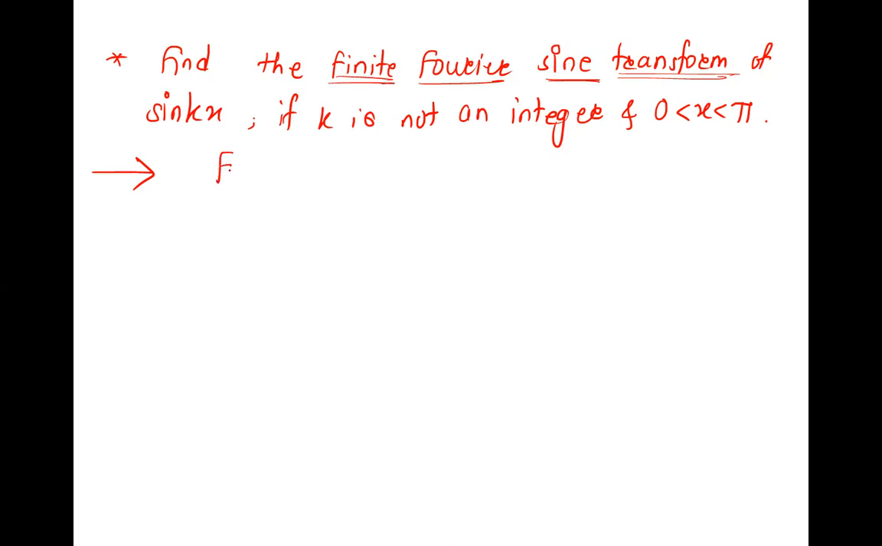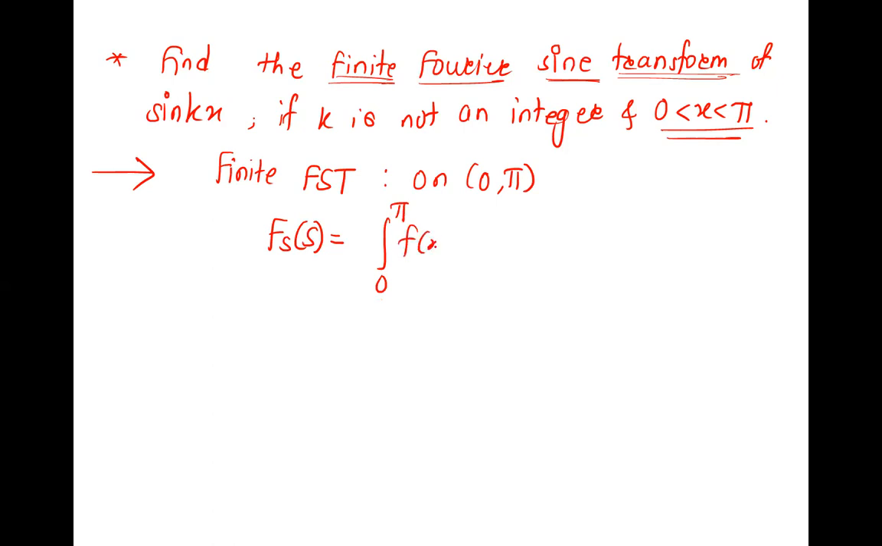So now we have been asked the finite Fourier sine transform. And for that, we should know the interval. So what is the interval? 0 to pi. Right. So it is asked on 0 to pi. Now we know this definition of finite FST on 0 to pi. It is FSS is equal to integration 0 to pi of f of x into sine sx dx. That root 2 by pi is gone, and 0 to infinity becomes 0 to pi. And the inside integration part is as it is.